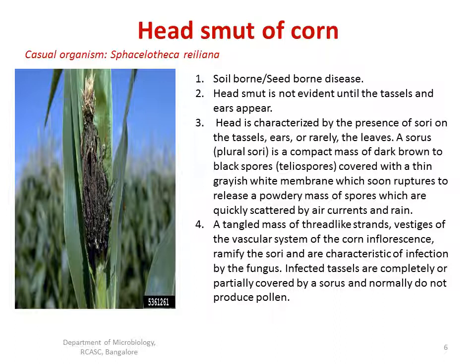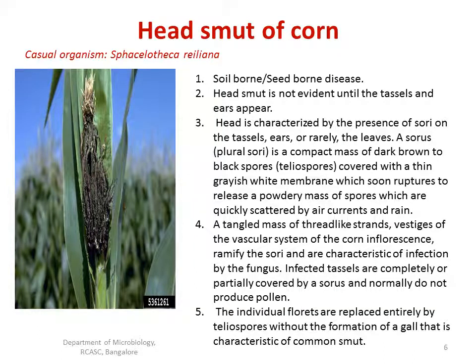These thread-like strands are nothing but the vascular system of that particular inflorescence, and this infected inflorescence is completely covered by teleospores. The flowers of that particular maize plant may never produce pollen, and the individual florets are replaced by the teleospores without the formation of galls. That is the characteristic feature of common smut. Here, for the entire florets, the seed formation doesn't happen at all.